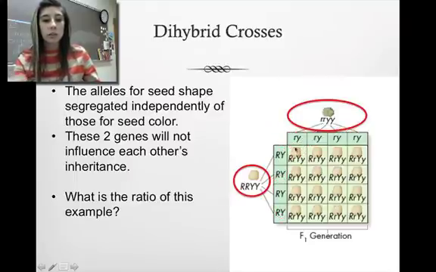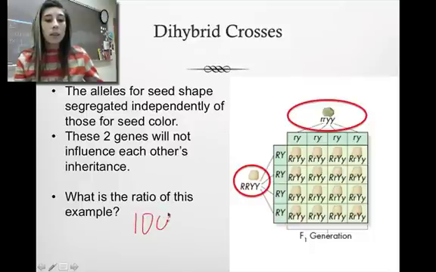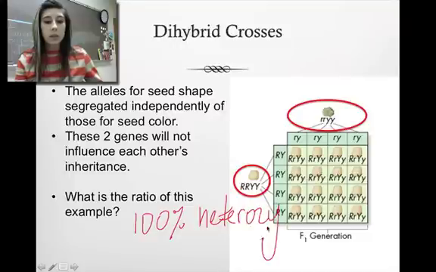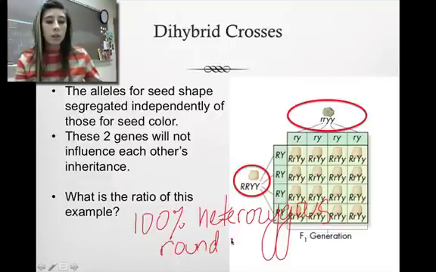Let me get rid of some of this. And look, my R's match with the R here, so we get big R, little r, and the big Y and the little y match in this box. And you continue to do that for everything. So the ratio here, there really isn't a ratio. It is going to be 100% heterozygous. Just going to write over this, heterozygous for round and yellow.